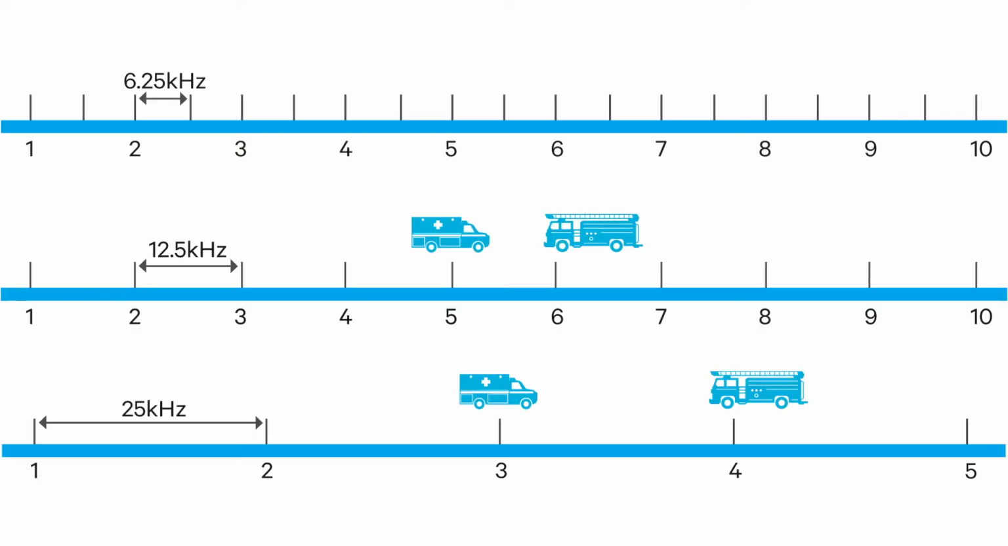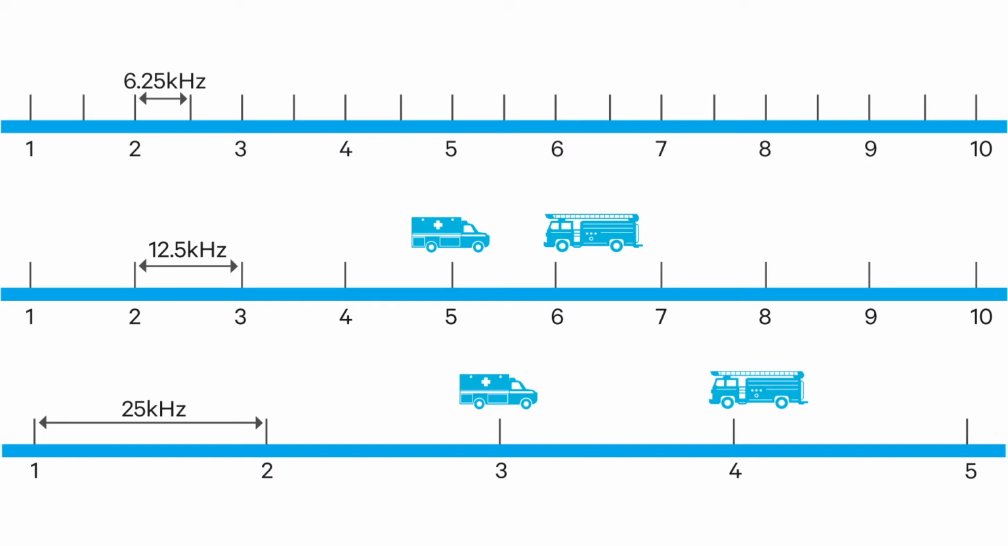Radio spectrum is very limited. Every user of radio spectrum needs a pipeline or block of pipelines in order to communicate over. These pipelines are called channels, and they are differentiated by their frequency. And just like a pipe has a certain diameter, an RF channel has a frequency bandwidth, or channel spacing.